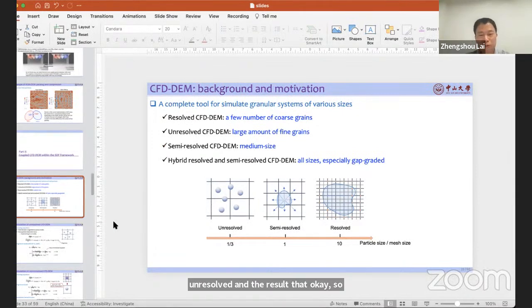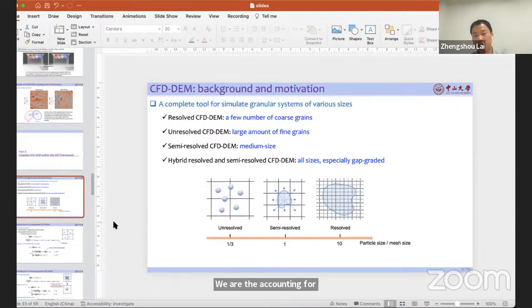Okay. Yeah, so for the unresolved CFD-DEM, because it is termed unresolved, in this case the particles we can regard as points. They have no real shapes or real sizes or volume. So it will be points in the domain of fluid. To account for their existence in the fluid domain, the forces will be characterized by the drag forces, and also their existence will be accounted for by the porosity.